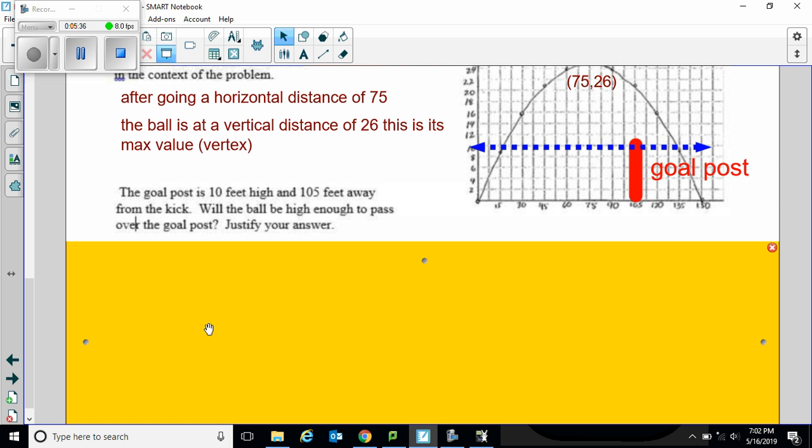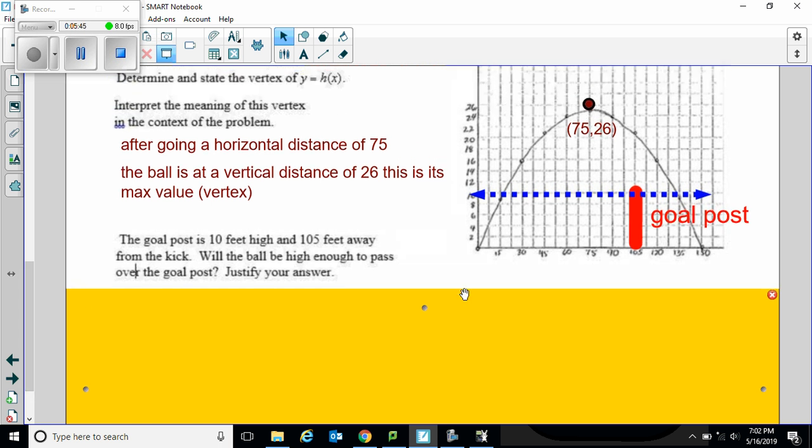Now the question is asking, imagine that we have a 10-foot goalpost that's 105 feet away. Will the ball be high enough to pass over the goalpost? Well, clearly, if you're looking at the picture, you'll see that if the ball starts here and comes down here, it's long enough to make the field goal.